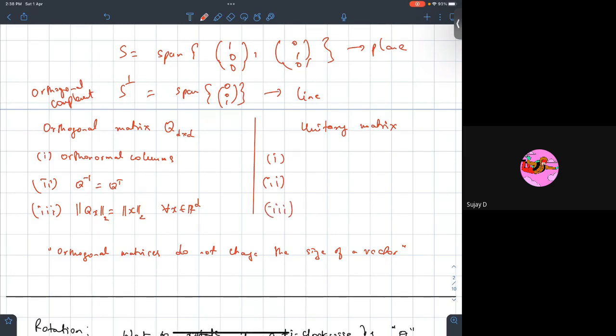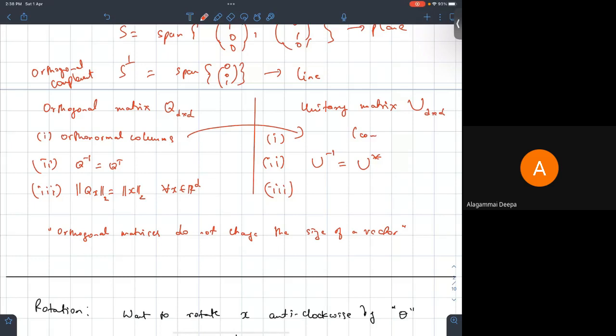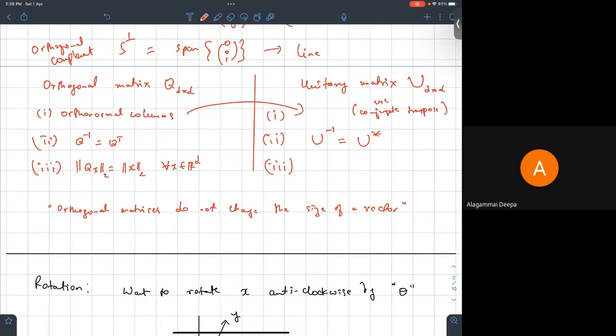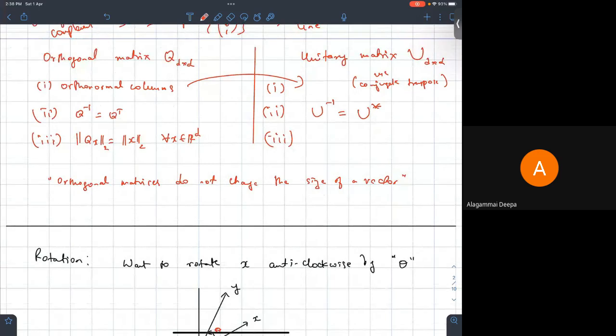Say U. What would be the change? U inverse is U star. Orthonormal columns will be the same, except that you'll have to use conjugate transpose to define orthogonality, and it won't change the thing. So what should I write?